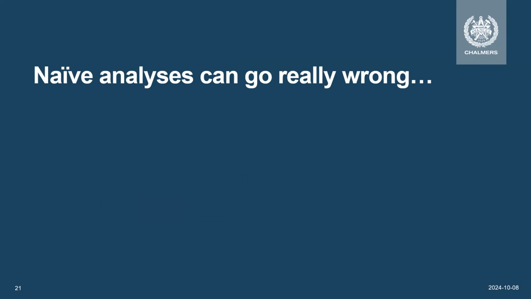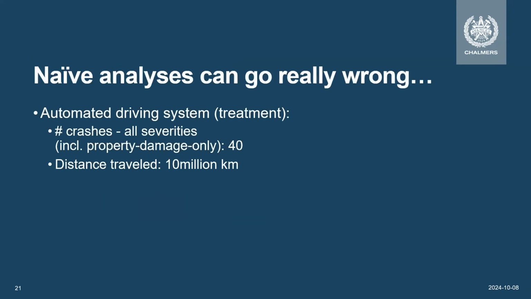And the example I'm giving now is hypothetical, but things like this are being done. Maybe not by researchers, but it's being done. So let's say that we have an automated driving system, which is a treatment. We identified 40 crashes with at least property damage only. They're driving 10 million kilometers, so we get 4 crashes per million kilometers, right?